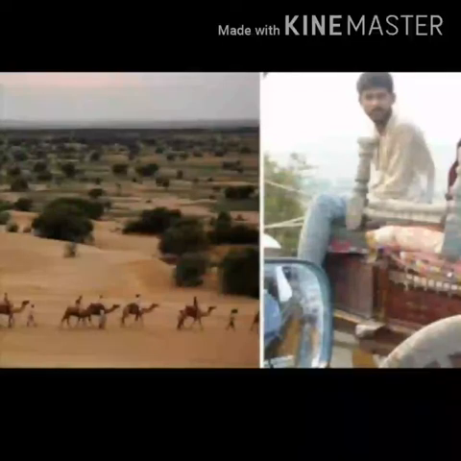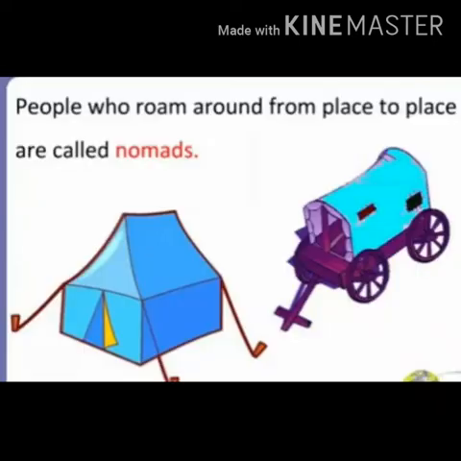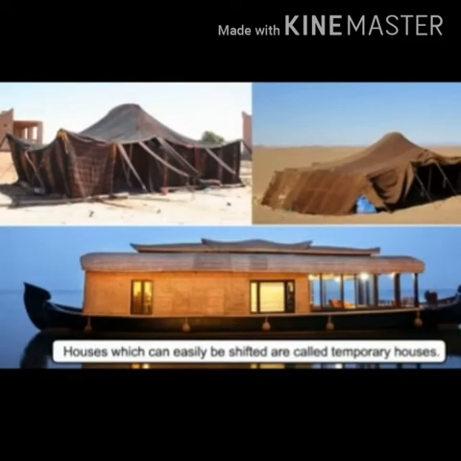Some people move from one place to another place. They don't live in a permanent place. They always roam here and there. That type of people use temporary houses. The people who roam around from place to place are called nomads, and they use movable houses. They can be easily shifted. They are called temporary houses.